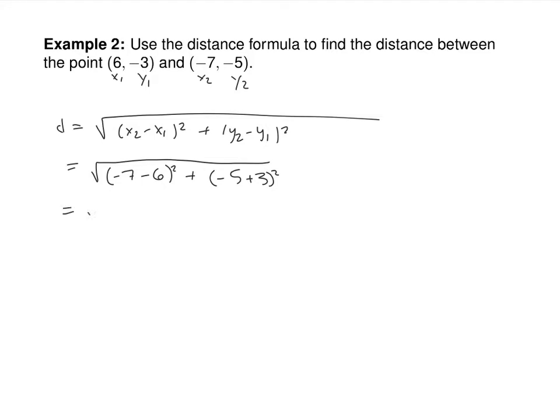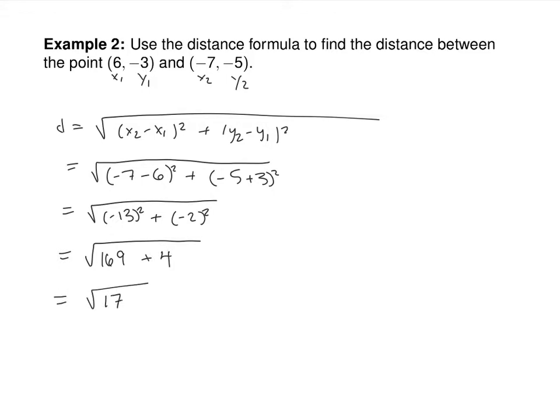So what's -7 minus 6? -13. Great. Plus -2 squared. So -13 squared is 169, plus 4 will be the square root of 173. If you can simplify, do it.